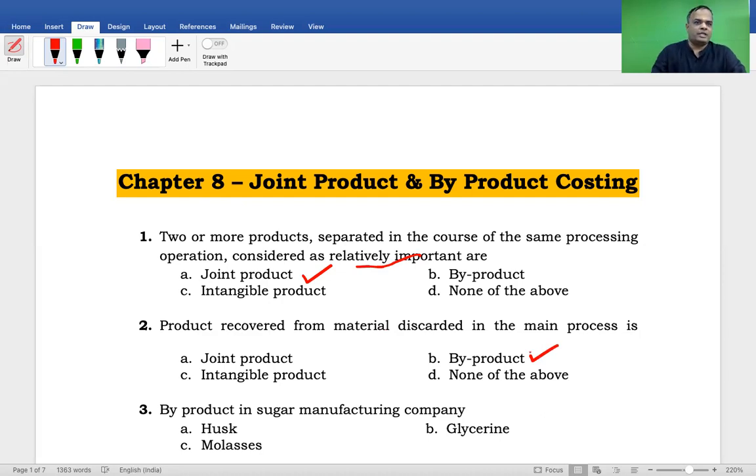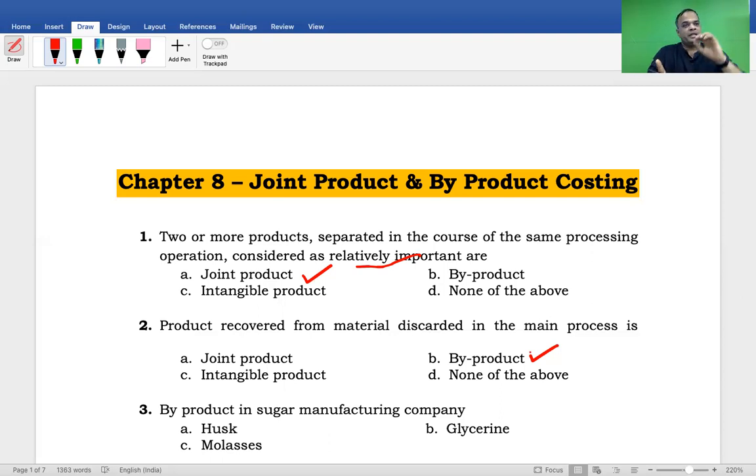So the difference between joint product and byproduct is intention, importance of the product, value. As a manufacturer, I am going to produce more than one product intentionally; all those products are called joint products. If I am concentrating on producing one main product, and while producing it another product incidentally or accidentally emerges, with an insignificant or lesser value, then that is called a byproduct.